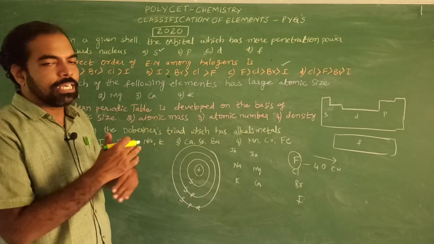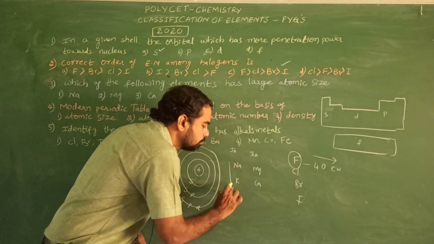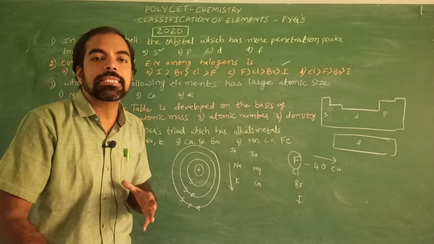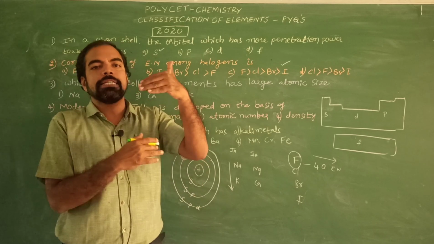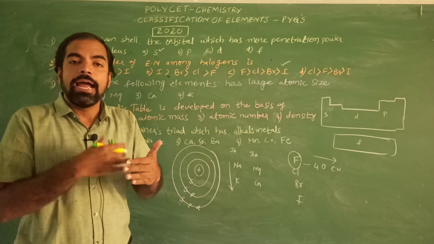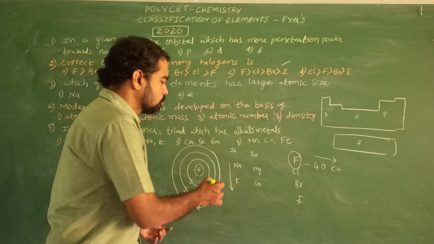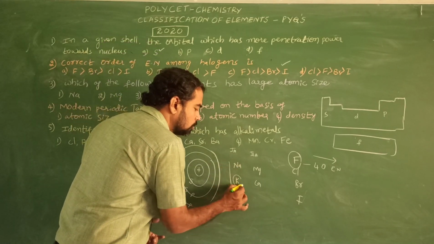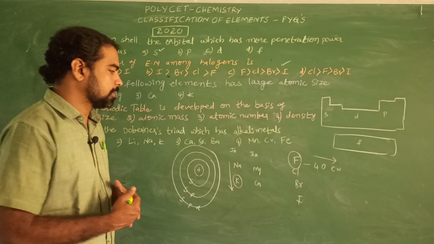So among these, which has the largest atomic size? Down the group, what happened? Down the group, atomic size increases. The reason is as the number of shells increases and as the atomic number increases, the atomic radius increases. So among sodium and potassium, potassium has large atomic size or atomic radius.